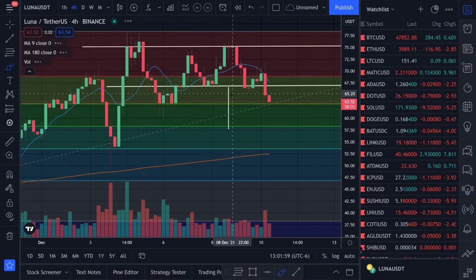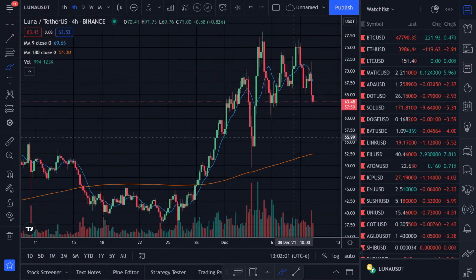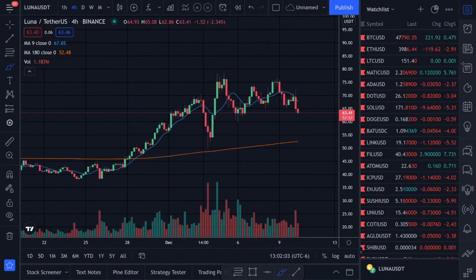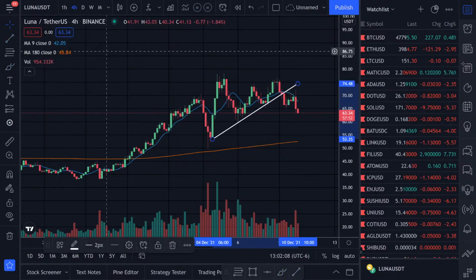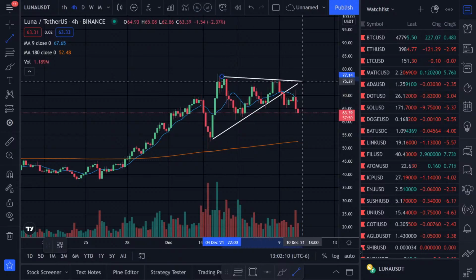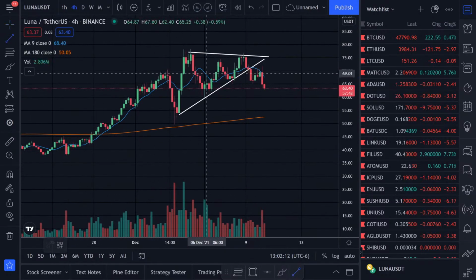Let's go to the 4 hour. Let's delete everything and look at this kind of 4 hour mess. I like the daily time frame, it just looks a lot cleaner. We had something like this and then something like that.